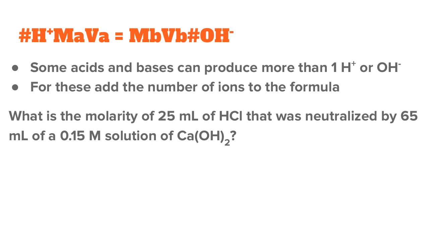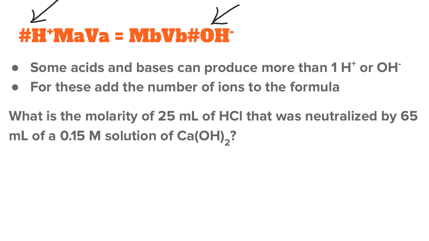One last example. Sometimes your acids and bases have more than one hydrogen or hydroxide ion in the formula. When that is the case, we have to add to our formula. So if we have more than one hydroxide in our formula, we have to put how many on the base side. Or if we have more than one hydrogen, we have to put how many on the hydrogen side. So it's just like we did before, except we're going to have to add a number there if there's more than one. So let's look at an example.